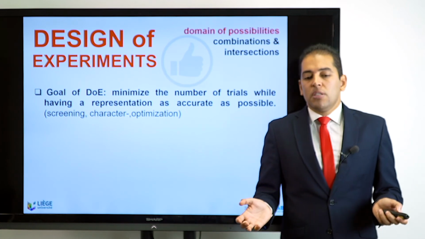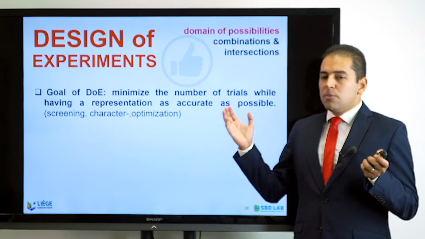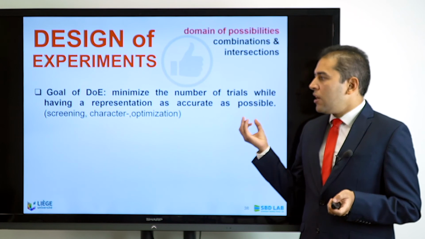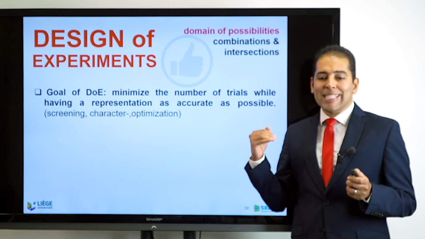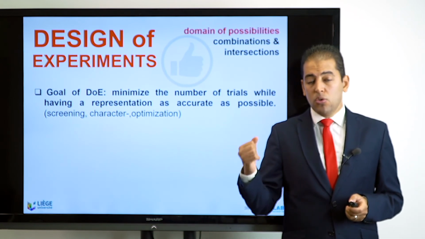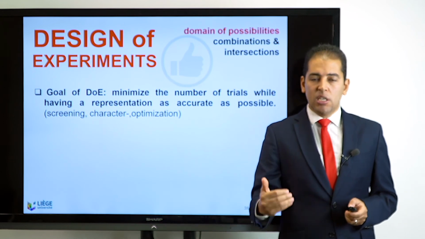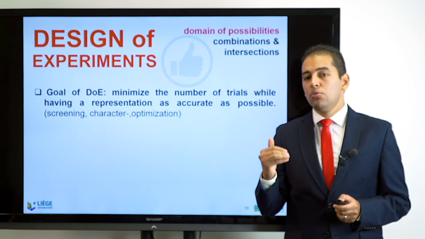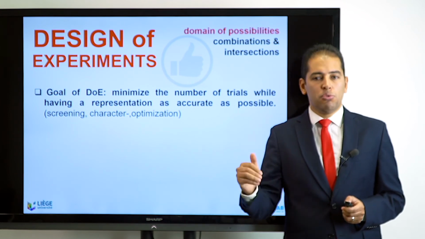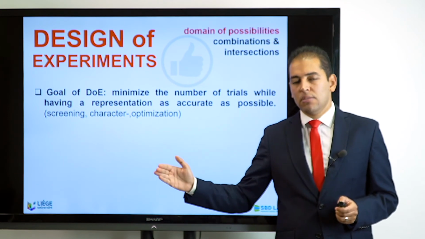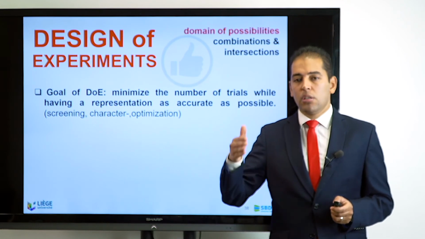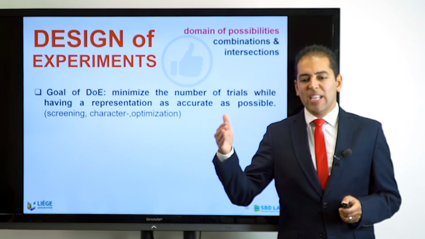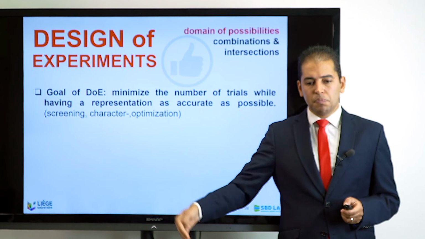What was today's presentation about? The goal of the design of experiment is to minimize the number of trials while having a representation as accurate as possible. So therefore we needed to do screening, we needed to do characterization of the most influential factors, and we need to focus on optimizing 1 or 2 final factors till the end of the experiment to make sure that my product, my solution, my process has been significantly improved.